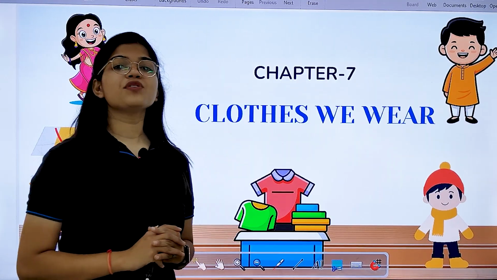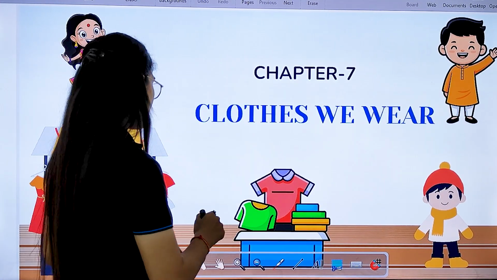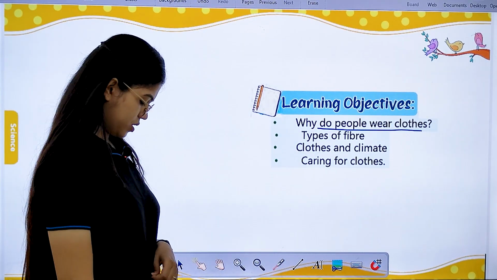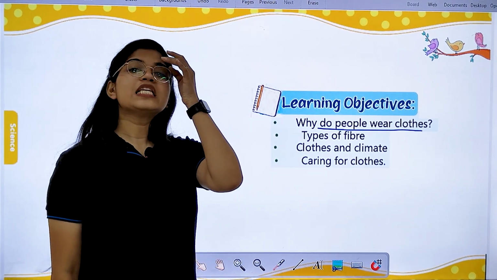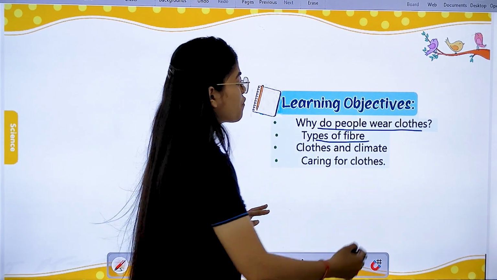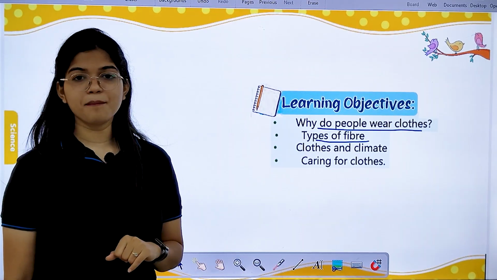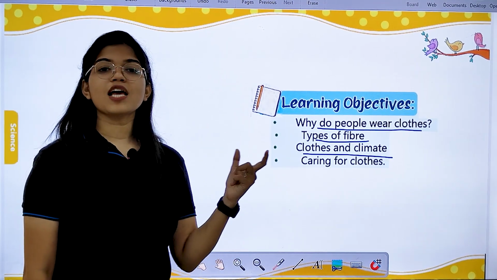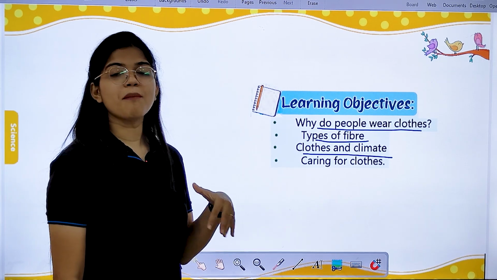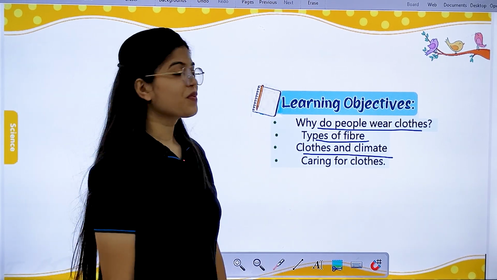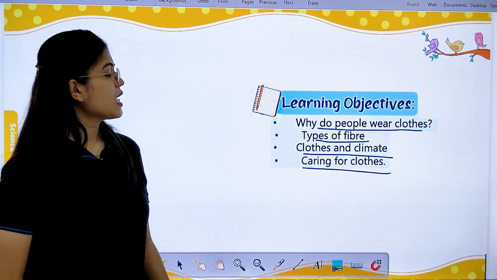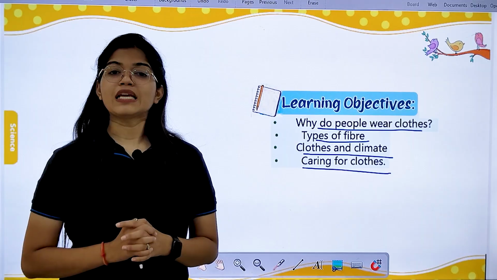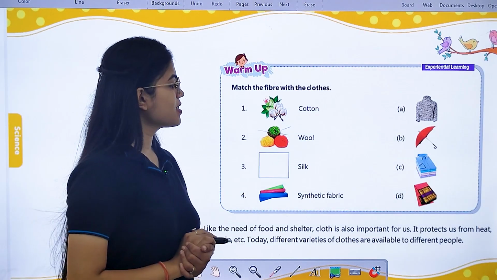Now, in this chapter, we are going to explore some basic objectives related to clothes. First of all, we are going to learn why people wear clothes, which means we will explore the need for wearing clothes. Second, we have types of fiber from which different types of clothes are made. Third, we have clothes and climate. In this, we are going to learn the various types of clothes worn by us according to different climatic conditions. And the last is caring for clothes. It means that in this we are going to cover all those tips and measures which we should follow for taking care of our clothes. Okay, so let's start the chapter.